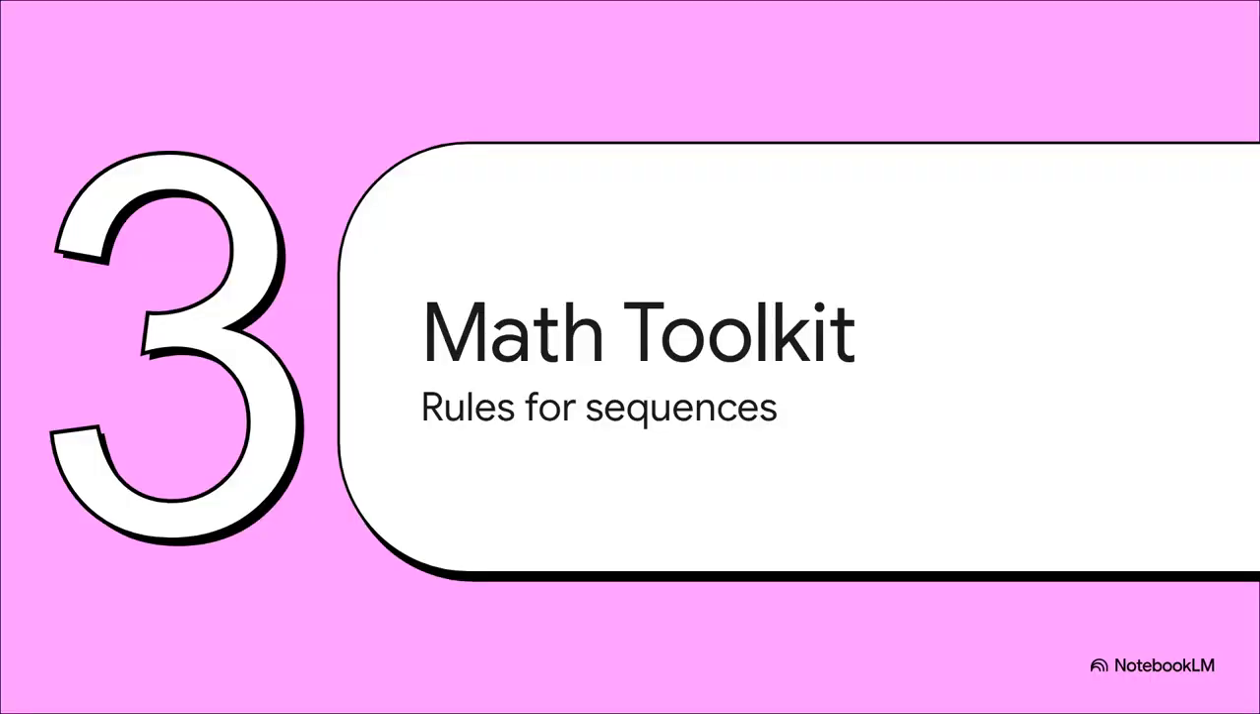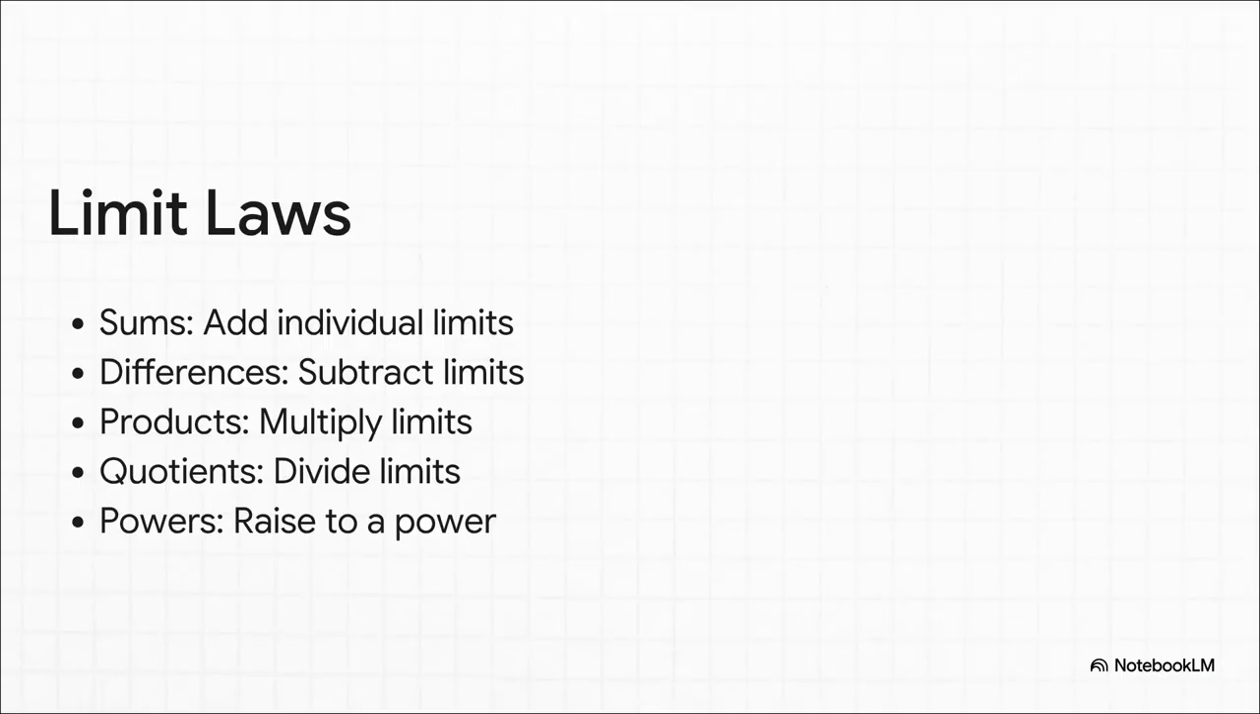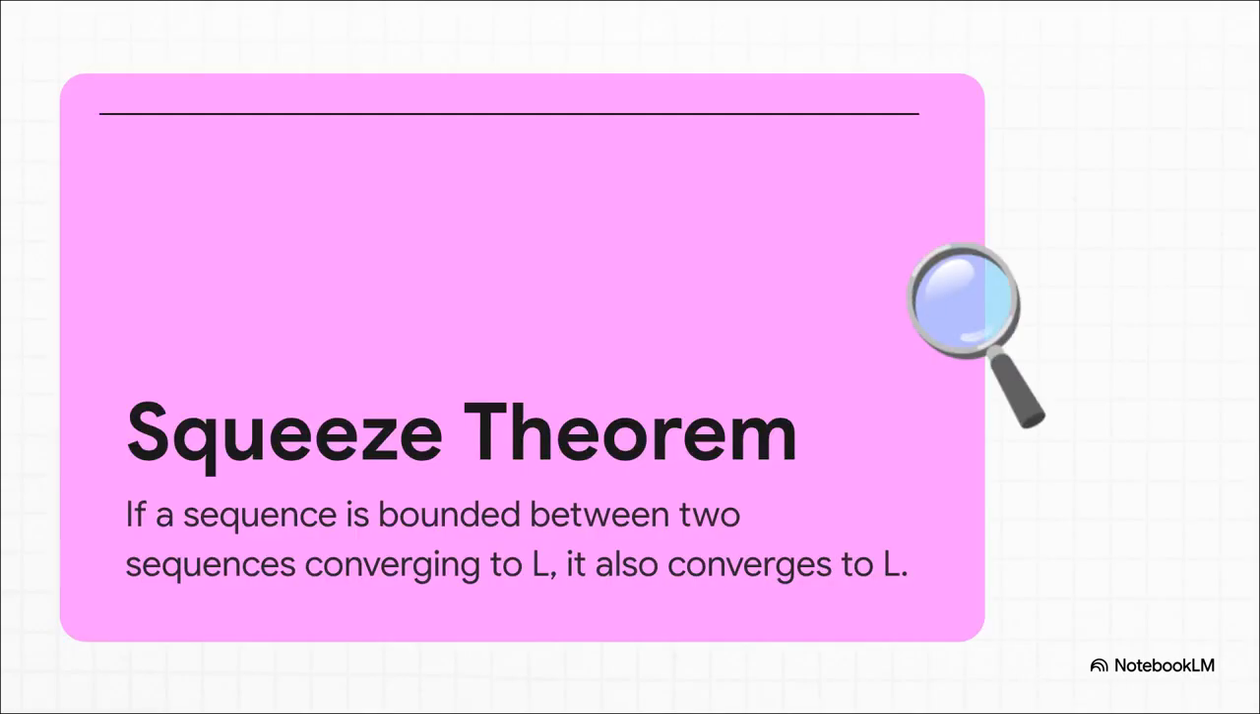Okay, on to Section 3, the mathematician's toolkit. What do we do when these sequences get complicated? First up, the limit laws. Think of these as your algebraic cheat sheet. They let you break down terrifyingly complex sequences by simply adding, subtracting, multiplying, or dividing the limits of much simpler ones. As long as the individual limits exist, you can just pass the limit operation right through the algebra without a second thought.